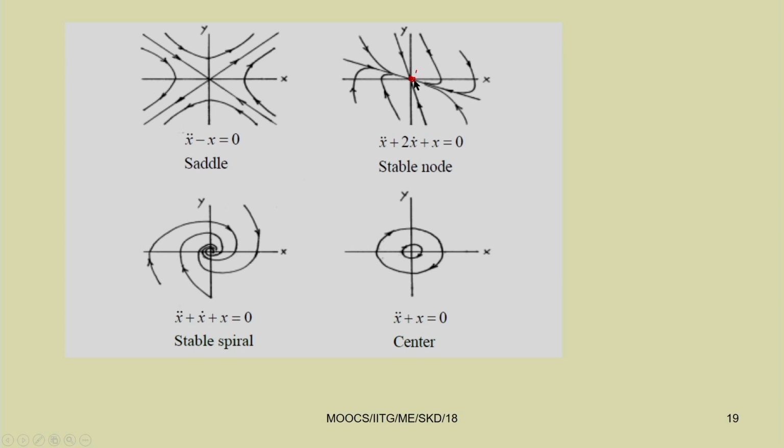In the phase portrait, all of the trajectories are moving to the same point, so this is a stable node point. Similarly, you have a center.